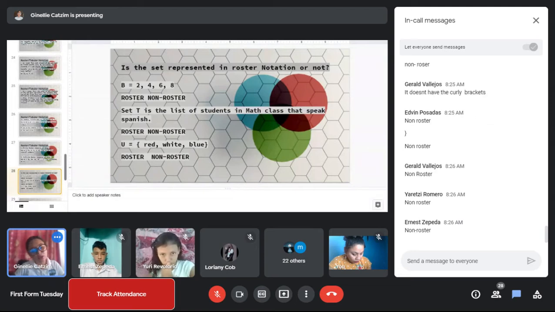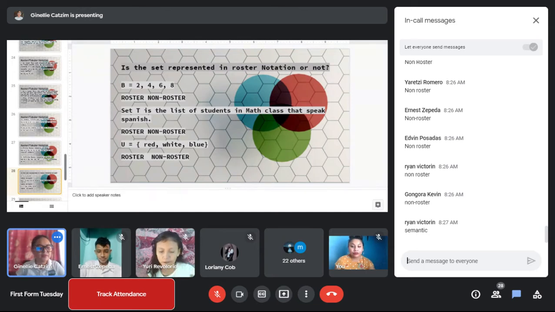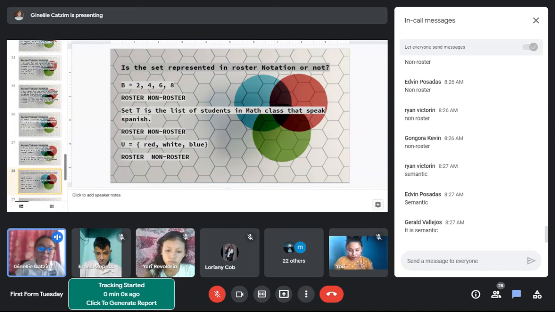Non-raster, non-raster, non-raster, non-raster, non-raster. So if it is non-raster, what notation is it? Can someone tell me? Semantic. Very good, Ryan, Edwin, Gerald. This is semantic, right? Because it has the name of the set and it has a description.